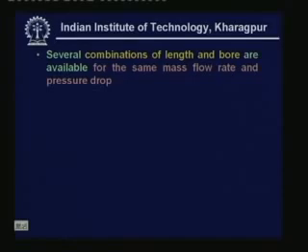Now there are several combinations of length and bore for the same mass flow rate and pressure drop. That means if you want a particular pressure drop, let us say 10 bar pressure drop, and a particular mass flow rate, you can choose any diameter and length combination.